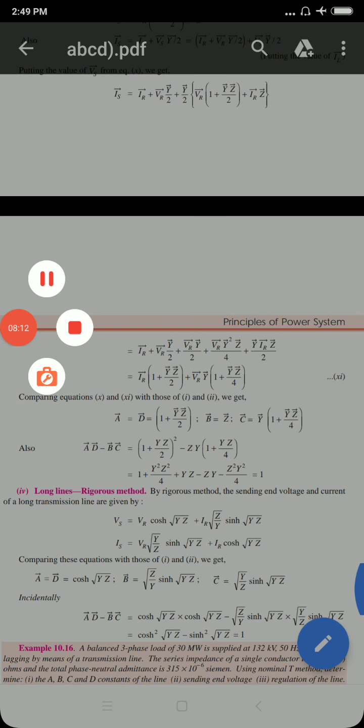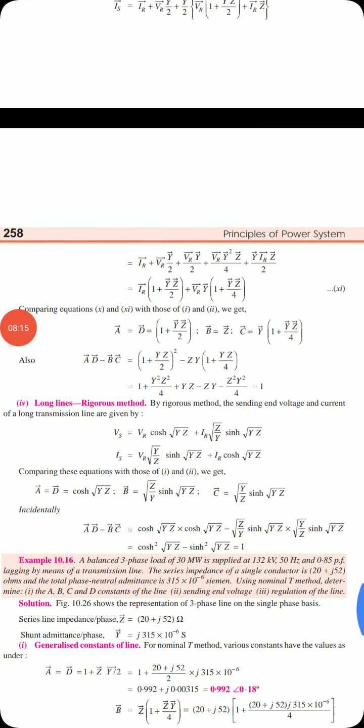So this is regarding the ABCD parameters of the different lines, starting from the short transmission line, medium, that is nominal pi and nominal T method, and the long transmission line method you have seen. So very simple. You have to write the actual equations of Vs and IS in the mode you are having, whether it is short, medium or long. Then compare them with the Vs and IS equations, so you can get the ABCD parameters. Okay, so this is what ABCD parameters are.